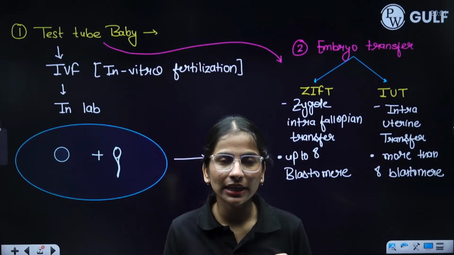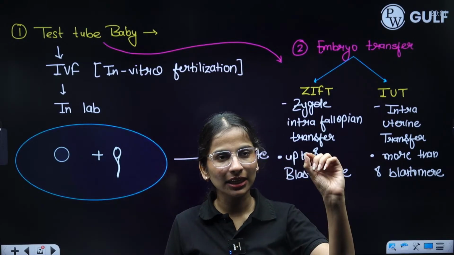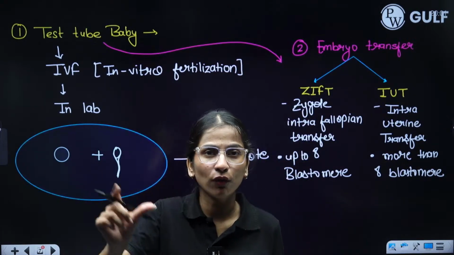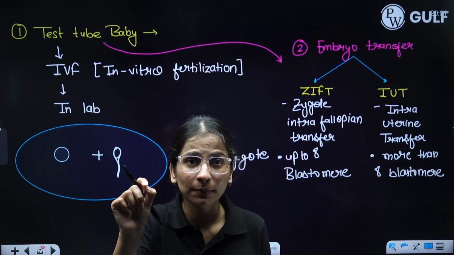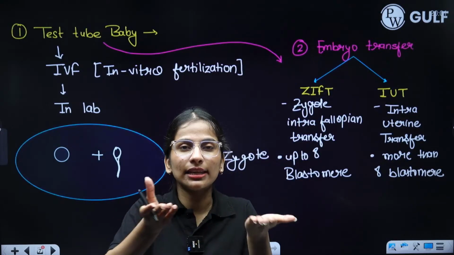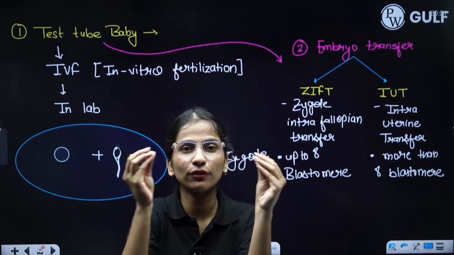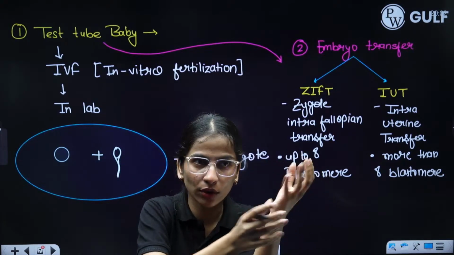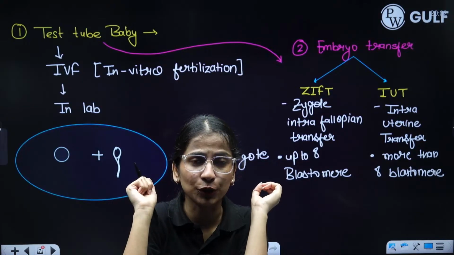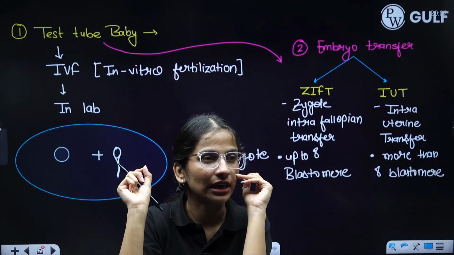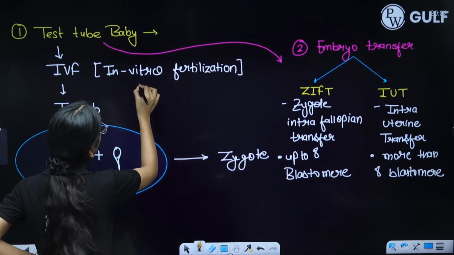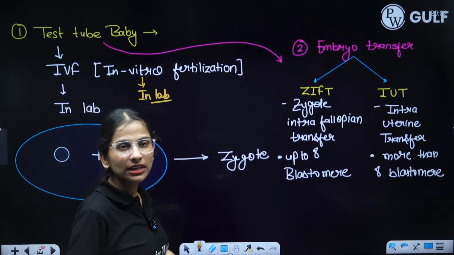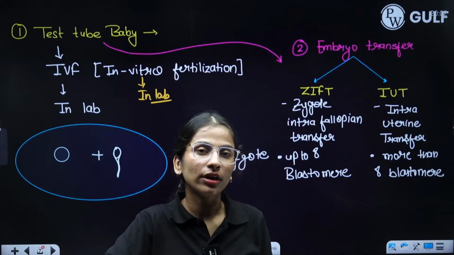So if fertilization is taking place naturally in the fallopian tube, in the ampulla region of the fallopian tube, that will be termed as in vivo fertilization. But if it is taking place inside a lab, on a slide or in a test tube, that means the fusion of gametes, sperm and ova, is occurring outside in a lab, then that would be termed as in vitro fertilization. In vitro means in a lab. It can be on a slide as well. You must have seen slides in your science lab, or a test tube as well.